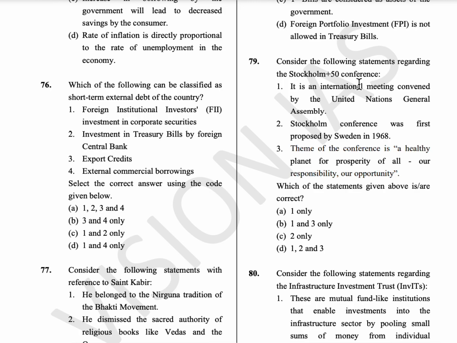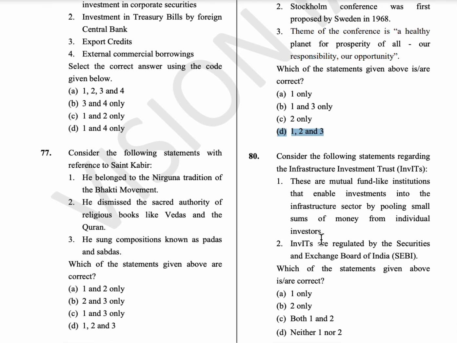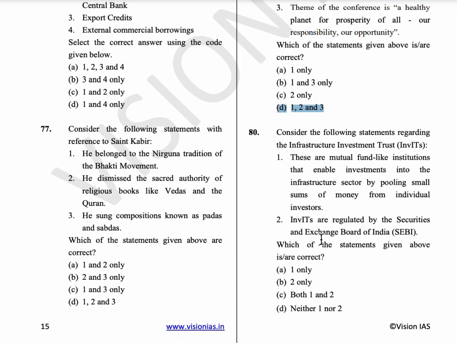79th question, consider the following statements regarding Stockholm Plus 50 conference. So it is an international meeting convened by the United Nations General Assembly. Next is Stockholm Conference was first proposed by Sweden in 1968. Next is theme for the conference is a healthy planet for prosperity of all, our responsibility, our opportunity. So all these statements are correct. So option D. 80th question, consider the following statements regarding the Infrastructure Investment Trust.